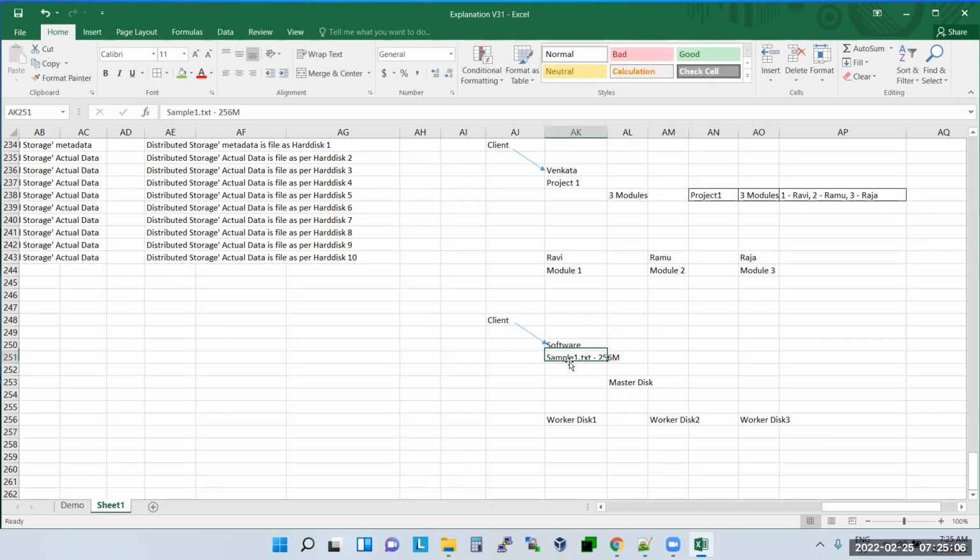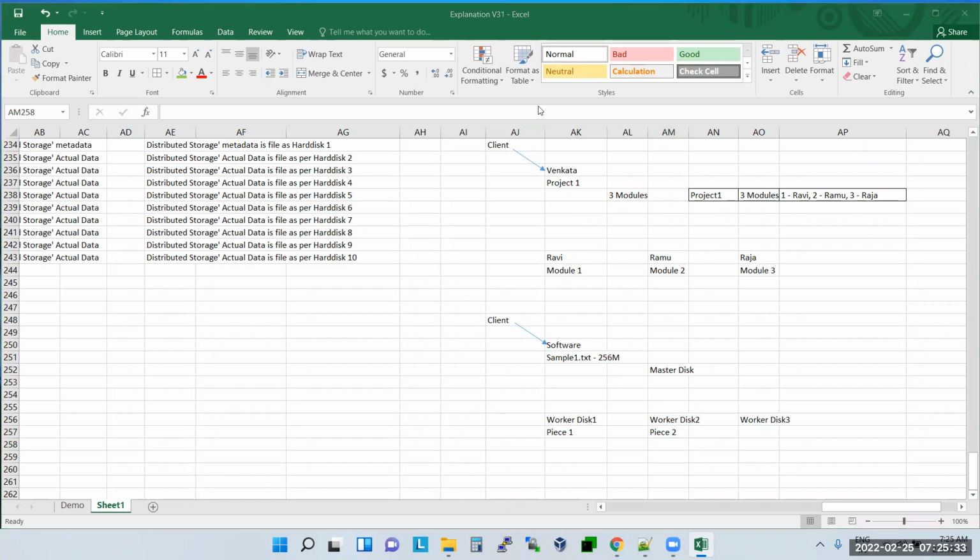What is this software doing? The software is cutting the data into pieces. How many pieces will you get? What is the default size of the piece? 128 MB. So you will get a total of two pieces. It puts piece one here, and it puts piece two here.